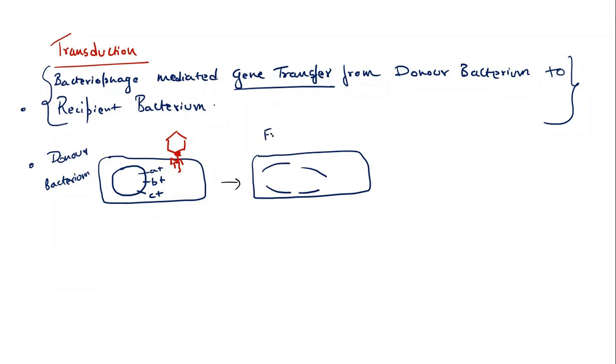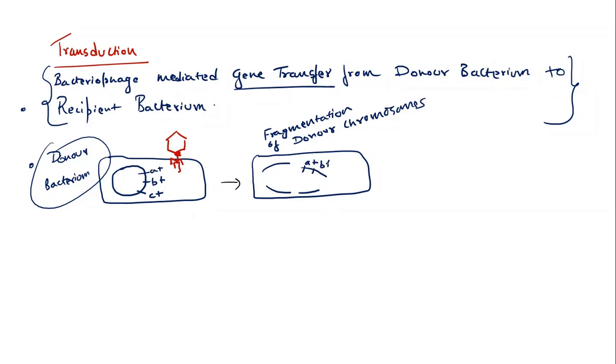Fragmentation of host genetic material also happens, because this is a part of the damaged virus life cycle, right? Fragmentation of donor chromosomes or donor material, right? And if these three genes are tightly linked, there is a high chance that these three genes might also come on one fragment. Does that make sense?